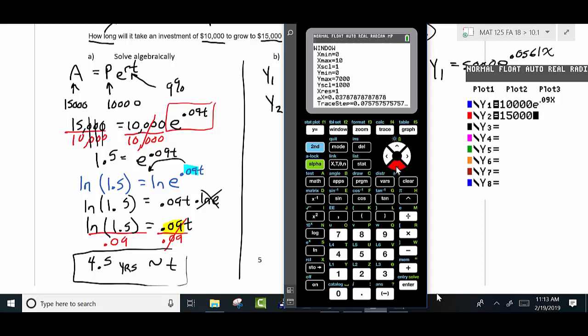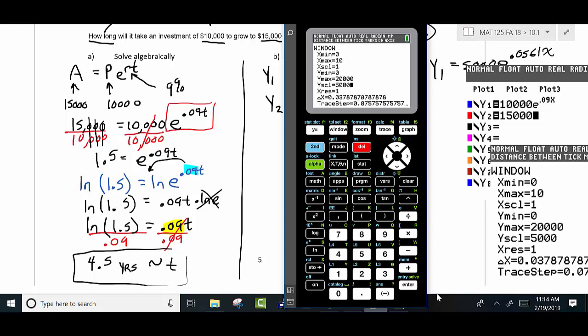What do you think would be a good Y window? 0 would be where you'd start because money, but how high would you have to go up to? At least 15,000, right? Because you're eventually going to breach 15,000. Let's go bigger. Let's go 20,000. Then maybe scale that by 5,000. Okay, I'll slide that over there if you need to get that put in. And then let's graph that and see.